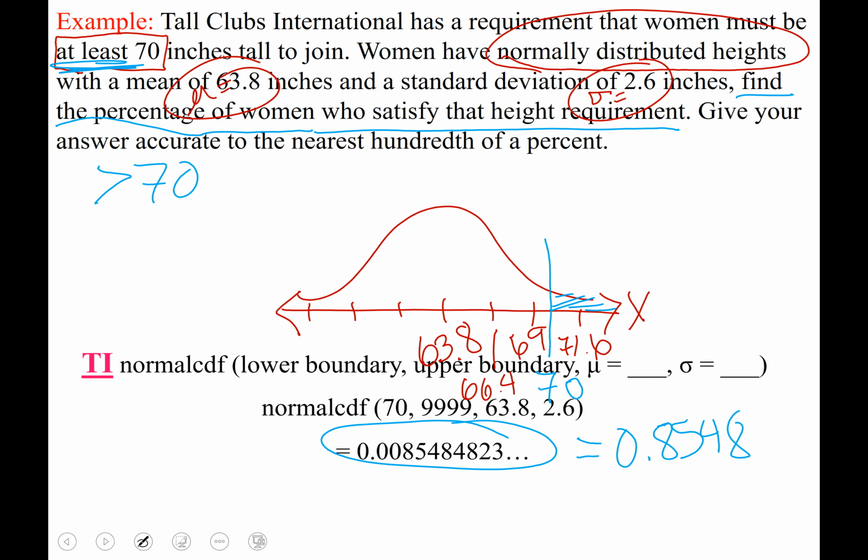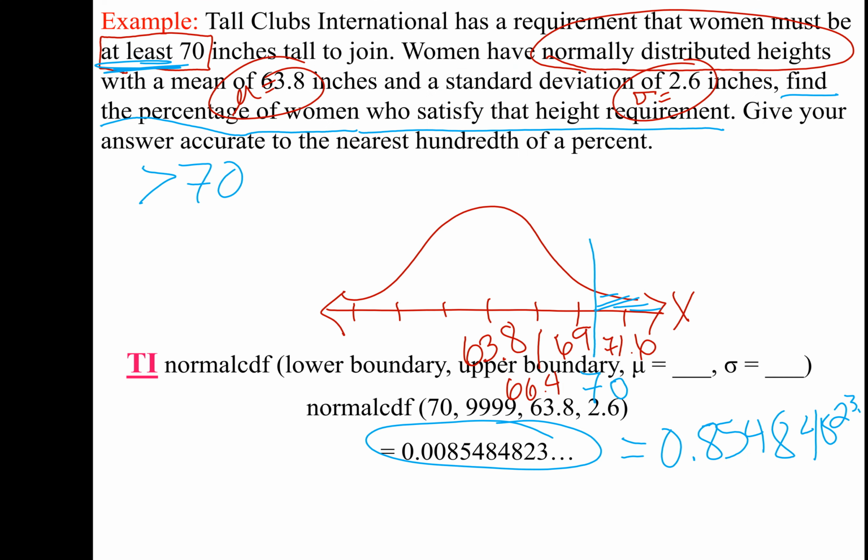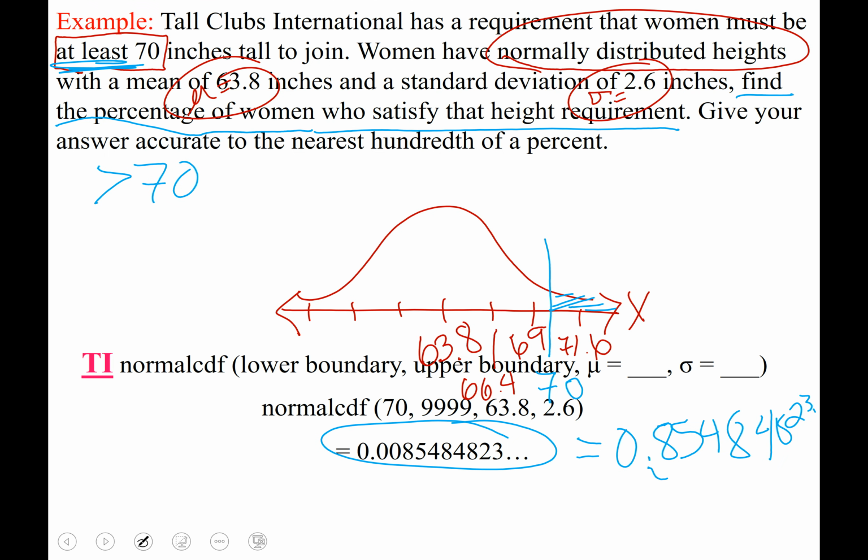Did I even do that wrong? And then switch it to a percentage by moving the decimal twice. Oh my gosh, I already did that. I screwed myself up when that screen got zoomed in.